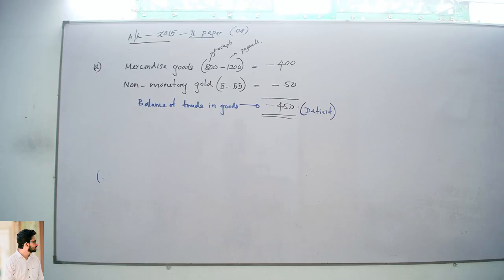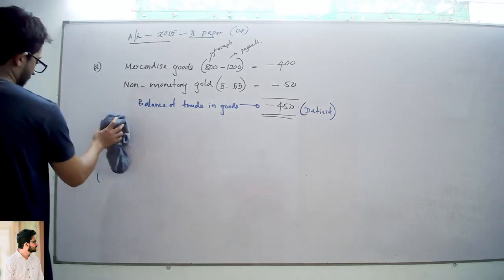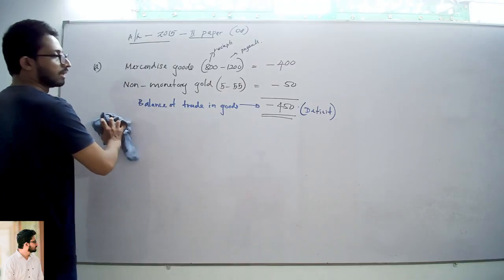Right. Second one, the balance of goods and services, both together. Balance of goods and services means you have to get the value of the goods account and the service account both together. Goods account, balance of goods account, done: minus 450. Then calculate the balance of the service account separately. I think it's better to do separate workings because there are so many sub accounts of service.